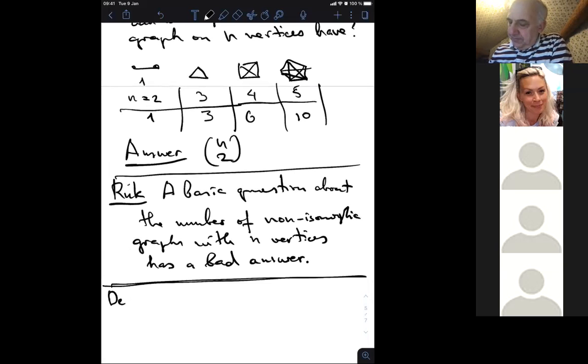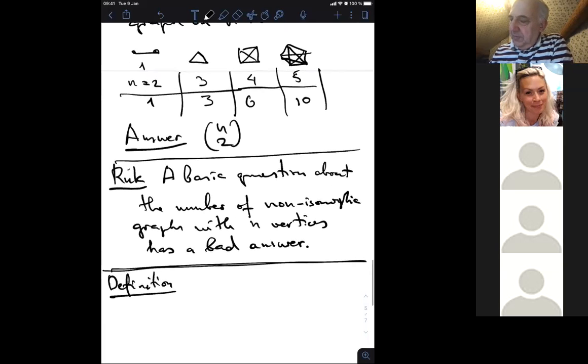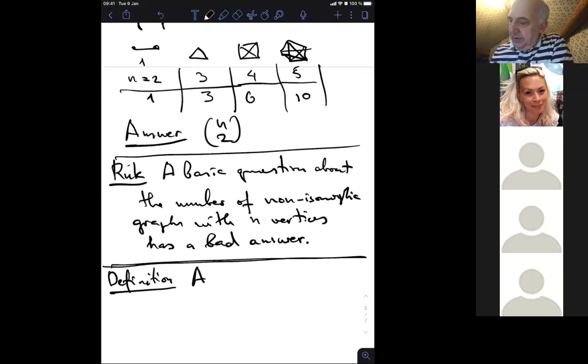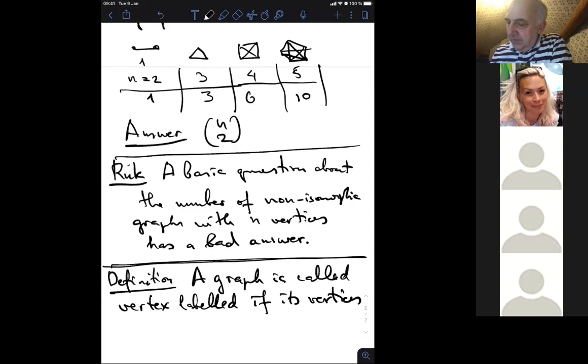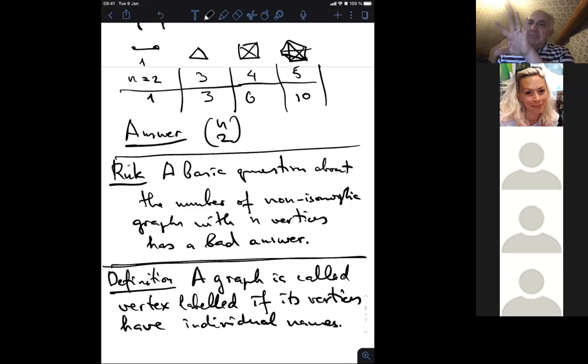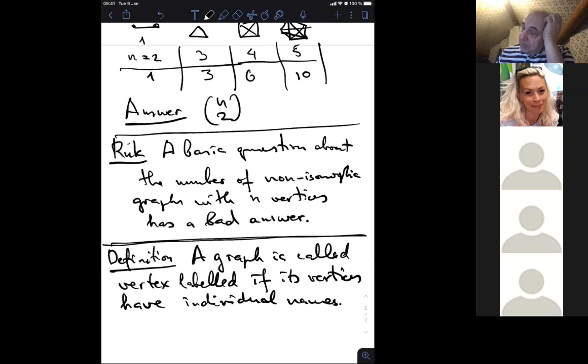So let me also add some more definitions. A graph is called vertex labeled if its vertices have individual names. So we're not allowed to switch them around; we're distinguishing. Such situations occur in practice. Say, if we have a traffic net, a road map, each node is a city. We cannot switch around cities. Each city has an individual name.